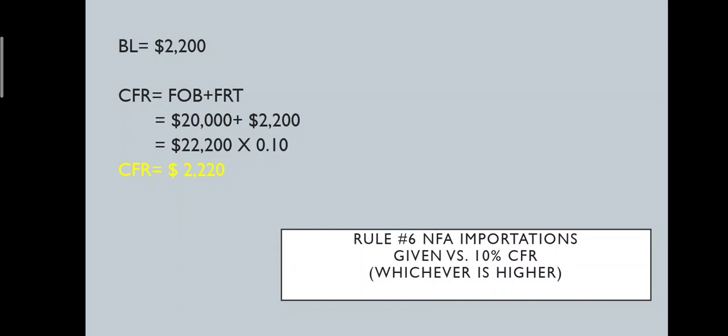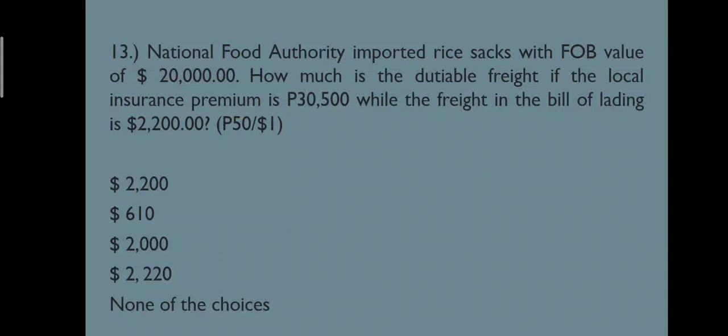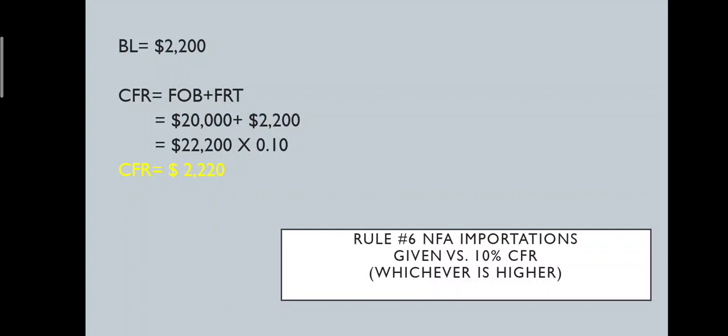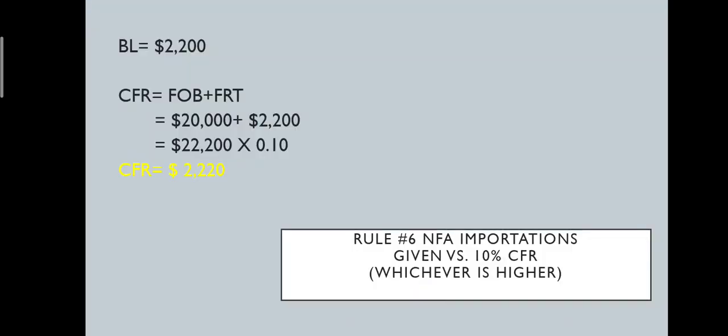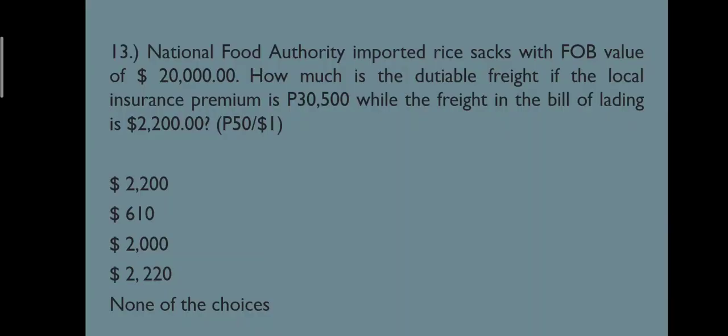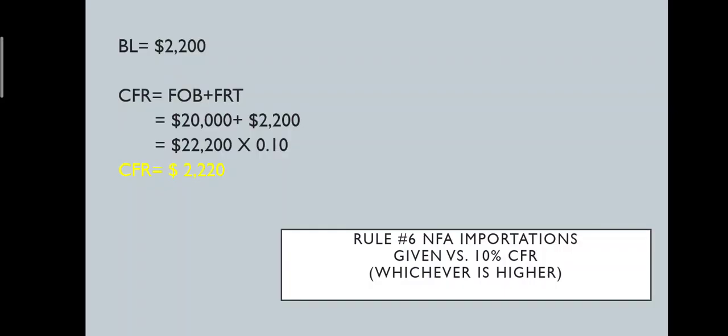So, kay wala man tay CFR, magkuha pa ta sa CFR. Kay FOB raman ang given, no? So, formula sa CFR, FOB plus freight. So, natay given nga FOB $20,000. I-add na to siya sa 2,200 nga freight. Mo na siya ang BL. Freight na to. So, makakuha tag $22,200.